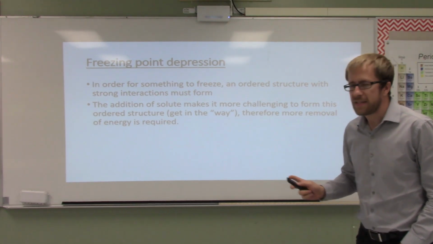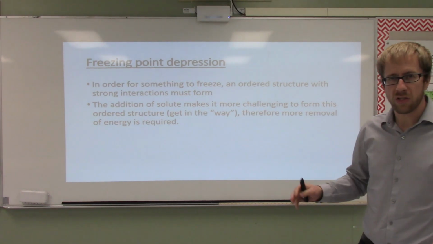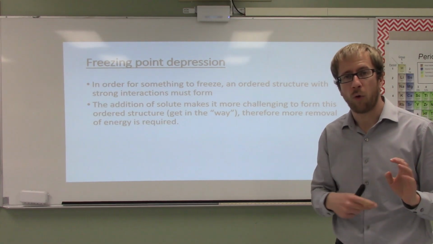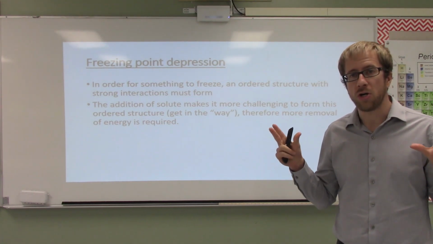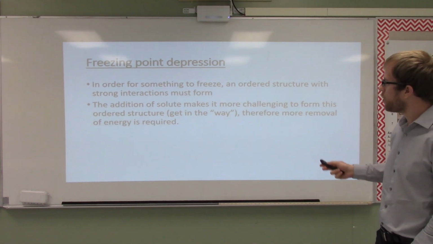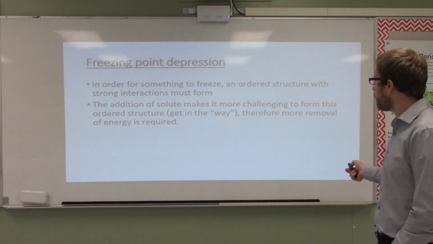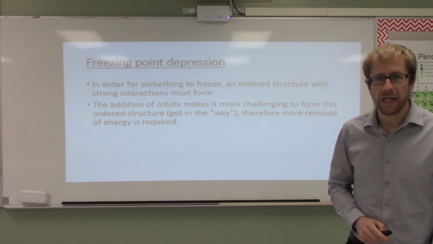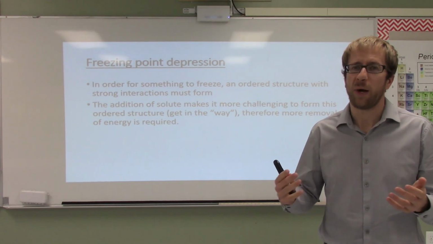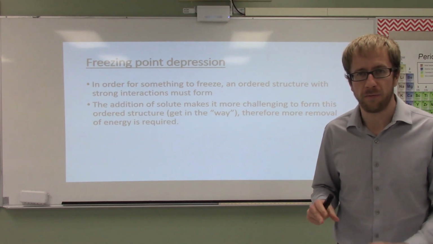Now here's kind of the basic explanation. In order for something to freeze, an ordered structure with strong interactions must form. Right? In the case of water, we looked at that crystalline structure of water before. It forms a very ordered structure to become ice. Now the addition of solute makes it more challenging to form this ordered structure. It gets in the way, and therefore more removal of energy is required. So if it gets in the way, we have to cool that solution down even colder than previous in order to get it to freeze.